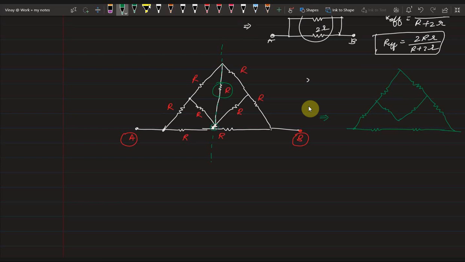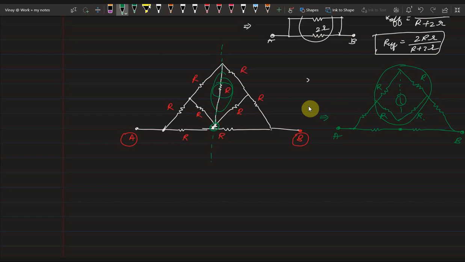Now please remember, I removed the connection here, and I neglected this resistor because it is along the mirror. Along the mirror, if any resistors or connections are there, remove the connections and neglect the resistance. Now this is R, this is R, this is R, this is R. If you imagine one more resistor here, you have to neglect that resistance also. If you include that, what does this entire part look like?